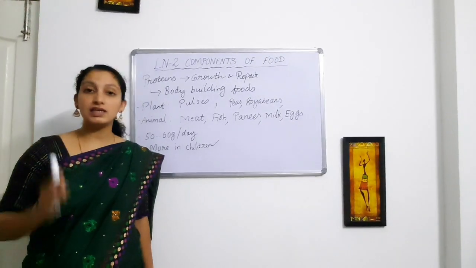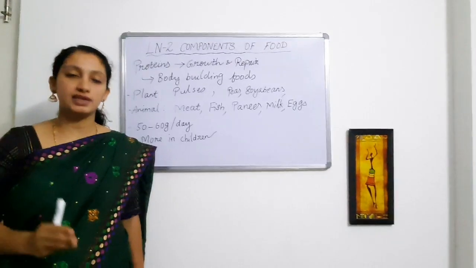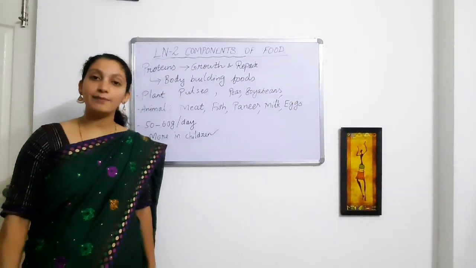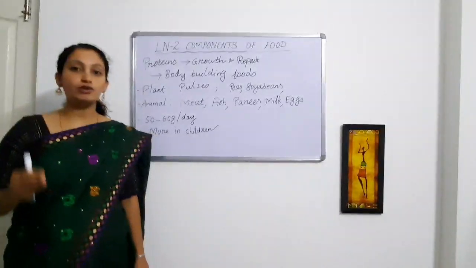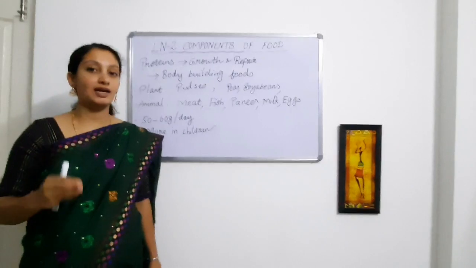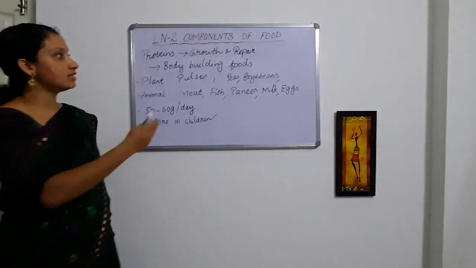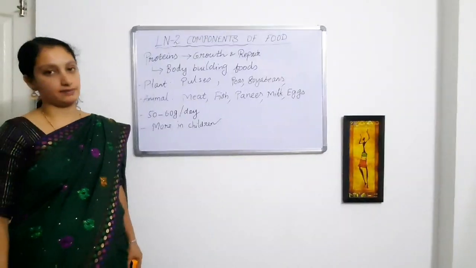What is the adequate quantity of proteins required for an adult person? It is 50 to 60 gram per day. That means in a day you should include a minimum of 50 to 60 gram of proteins in your diet for the proper growth and repair of your cells in your body.